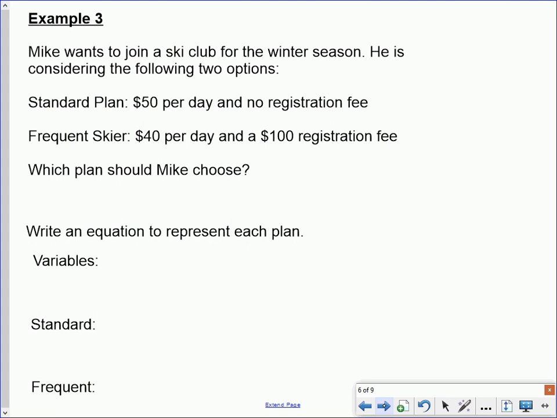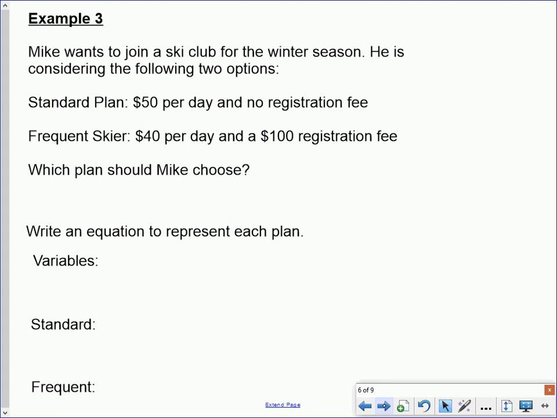Here's example 3. Mike wants to join a ski club for the winter season. He is considering the following 2 options. They have the standard plan, which is $50 a day. I guess that's for each day that he goes skiing, and there's no registration fee. Then there's the frequent skier package, which is $40 each day and a $100 registration fee. We are asked which plan should Mike choose.